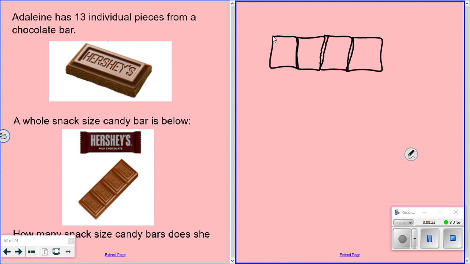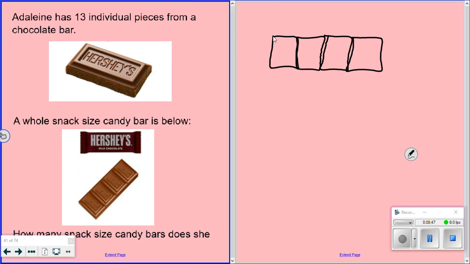Does she have pieces left? Yeah. Could she make another snack bar? Yeah. Go ahead and see how many snack bars she can make. When you've done it, give me a secret thumb. How many pieces are in each bundle? There's going to be 4 pieces because we've got 4 pieces inside our snack bar. When you have done it, give me a secret thumb.